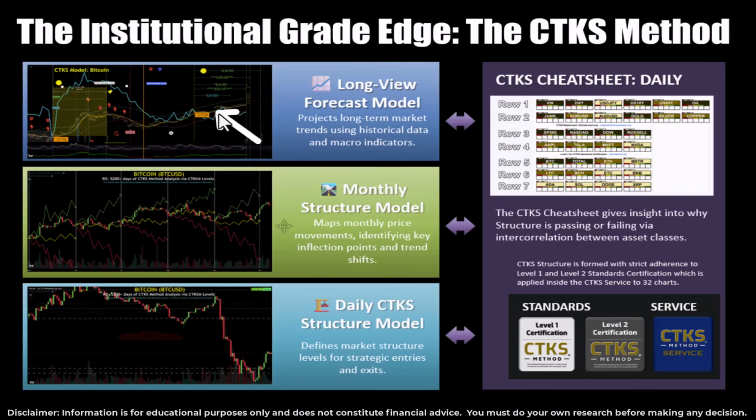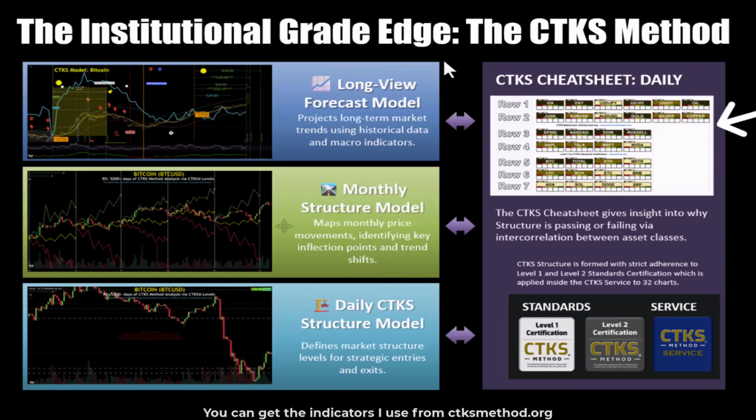But we've got to go to the long view forecast model, and I'm going to look at Bitcoin and then look at ETH for you. There's a lot more to it. We know that level 1 and level 2 standard certification are required to do the daily structural model and the monthly one. And if we don't get positive passes on the daily, it's likely that we're going to go bearish on the monthly, and that could invalidate the long view forecast model. But the causes of invalidation are really important, and they're contained within the cheat sheet. People who are expert at the CTKS method wouldn't do any trading or investing without first looking at that cheat sheet. It is literally the institutional grade edge.